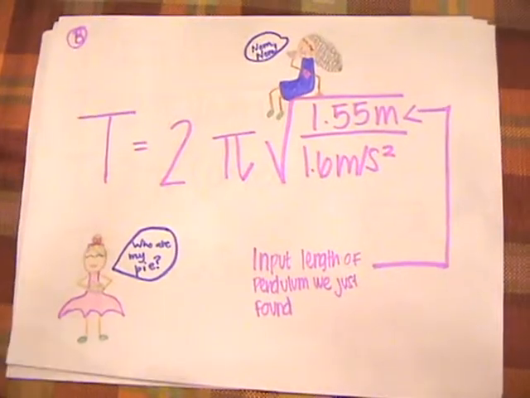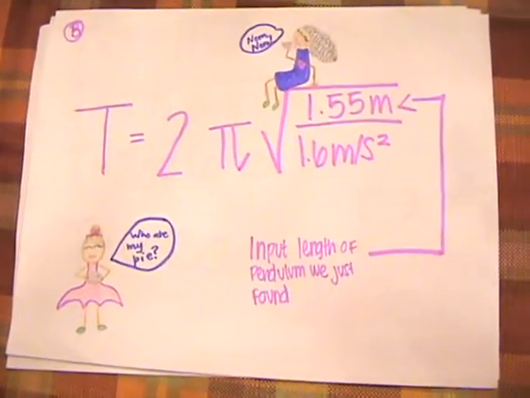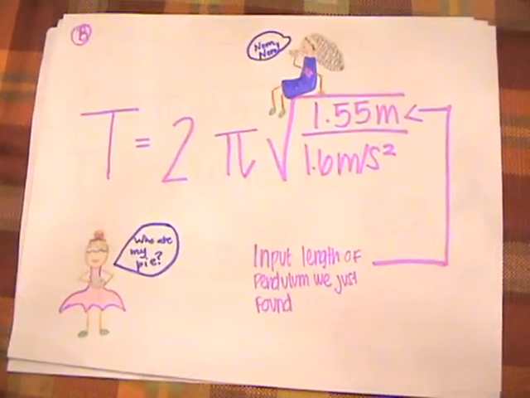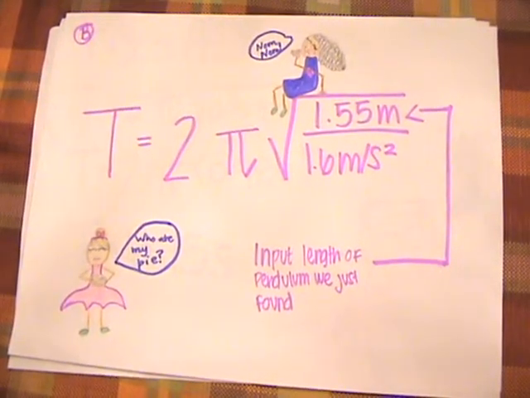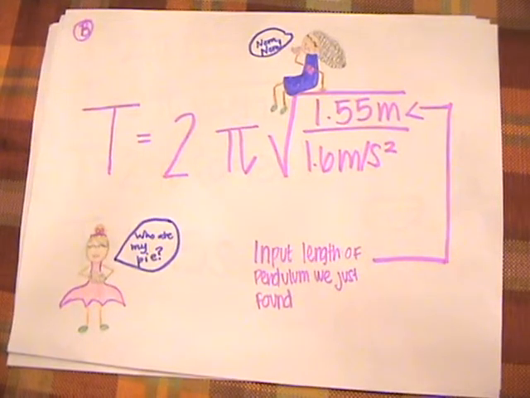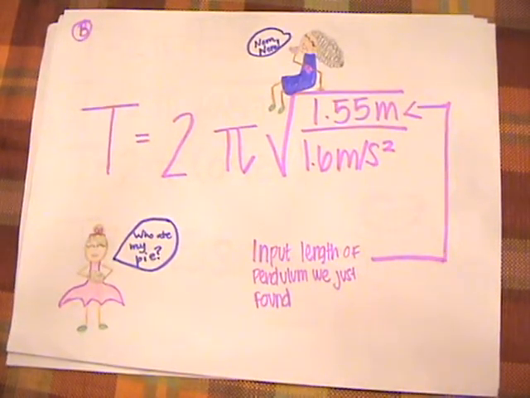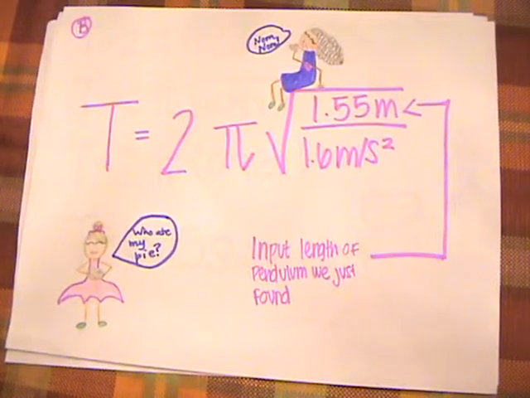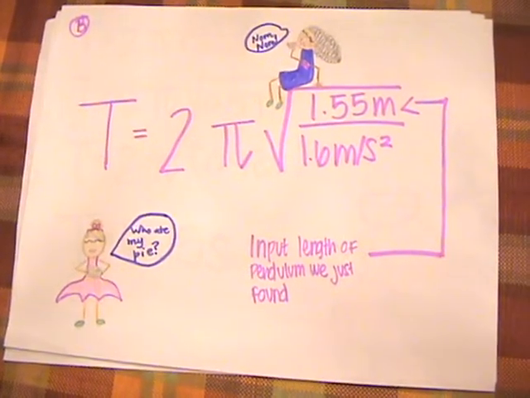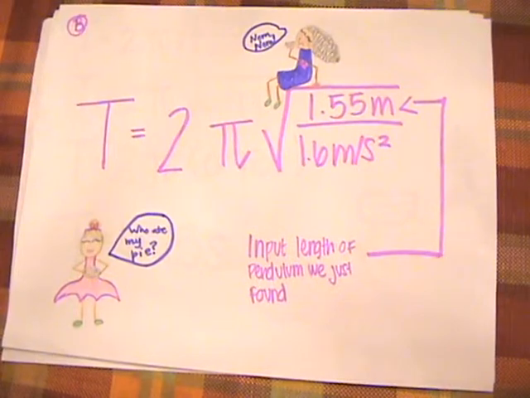Now the problem for Mars is T equals 2 pi multiplied by the square root of 1.55 meters over 1.6 meters per second squared. Notice that we plugged in the 1.55 meters for Mars, and also that the gravity changed for Mars, which is 1.6 meters per second squared.